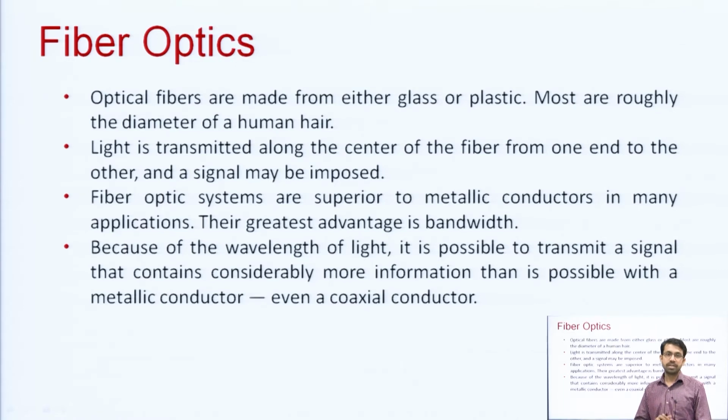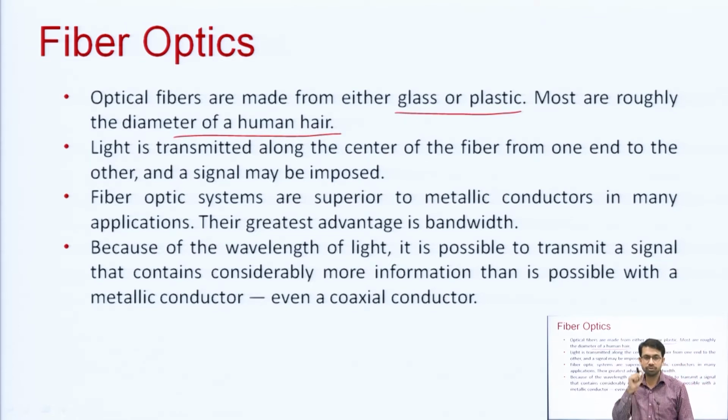Normally, the wires that are used to carry information are electrical wires, made of metal conductor, but these are made of glass or plastic, and in metal conductors the information flows in the form of current, but in optical fibers the information flows in the form of light. So, optical fibers are made of either glass or plastic, and the diameter of most optical fibers is comparable with the diameter of a human hair, so thin.